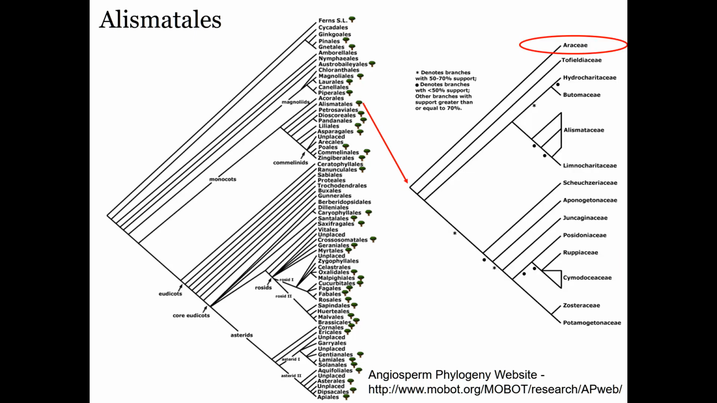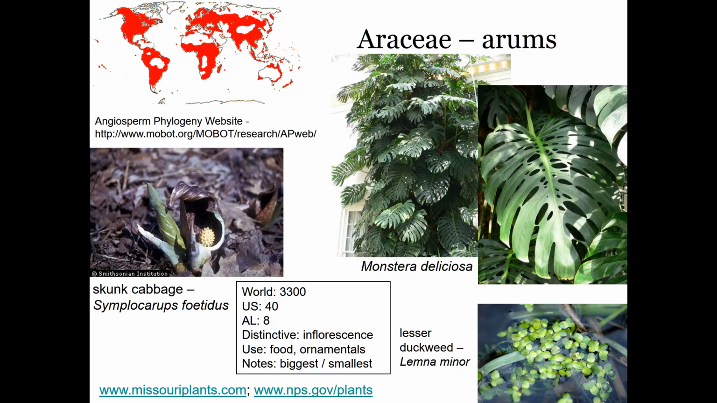Okay, let's start here though in the Alismatales. It's one order that we're just going to highlight one family in, and that family is the Araceae. That family is pretty interesting. It's not super species rich. There's about 3,300 species in the world. There's about 40 in the US and only 8 in Alabama. I've mentioned these before when I talked about different kinds of inflorescences. So what is distinctive about this particular family is that it has a spadix and a spathe as part of the inflorescence. Now that's true of almost everything in this family, not these tiny things like duckweeds.